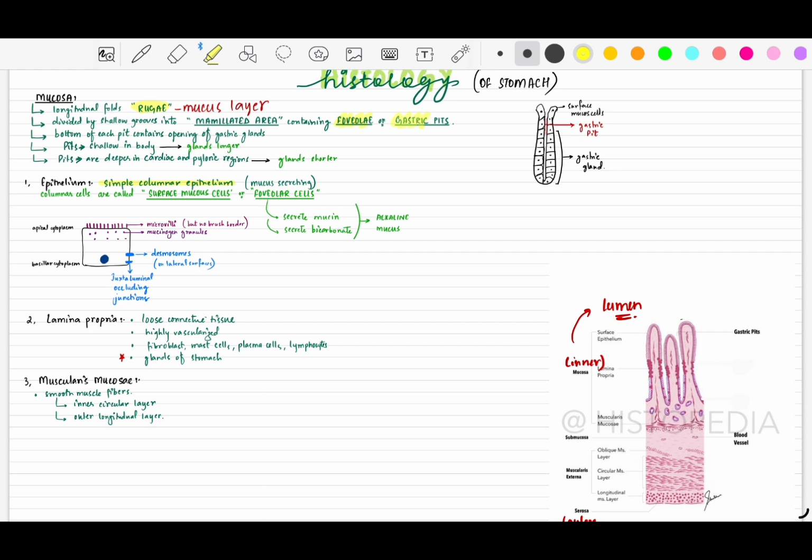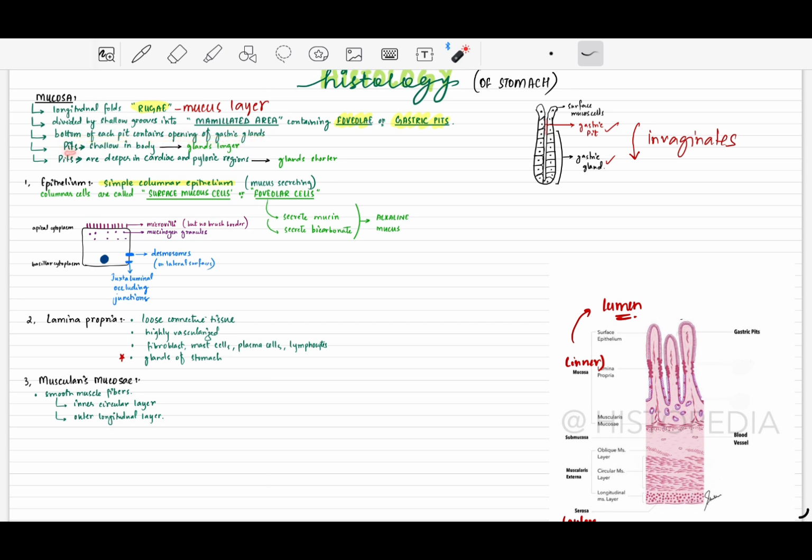Now let's look at the picture, where the surface mucosal cells have the gastric pit that is opening into the gastric gland. That means that the pit invaginates inwards. And it is also mentioned in the text that the bottom of each pit contains an opening of the gastric gland.